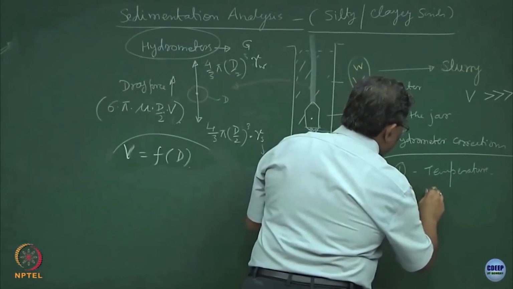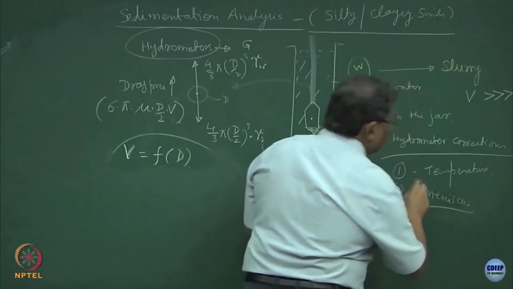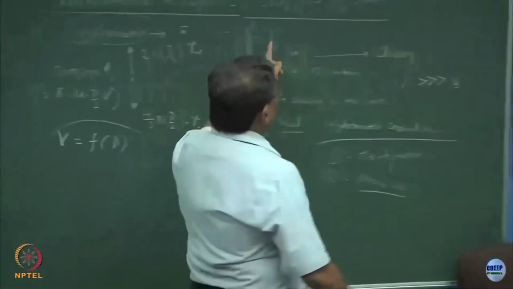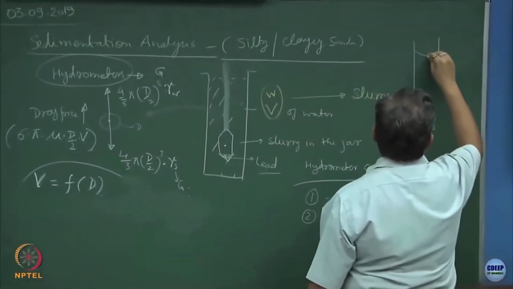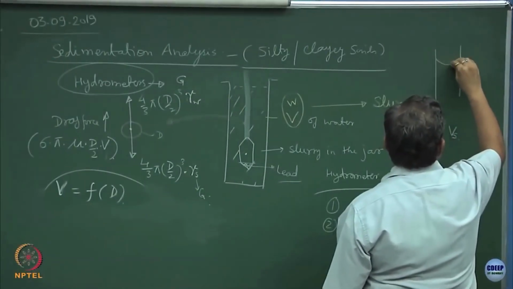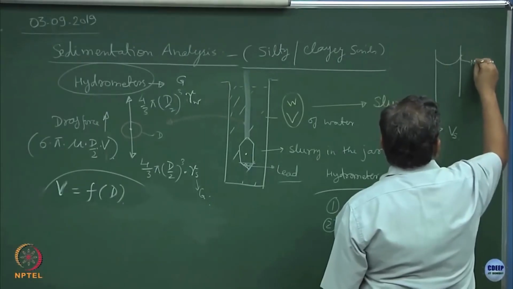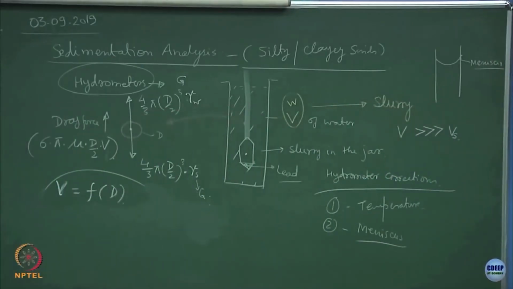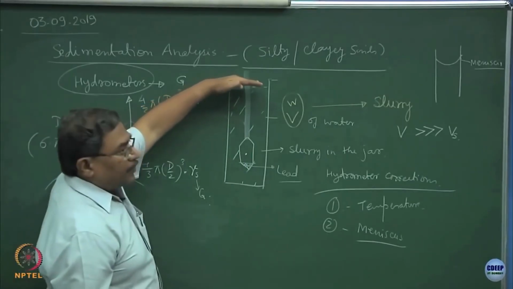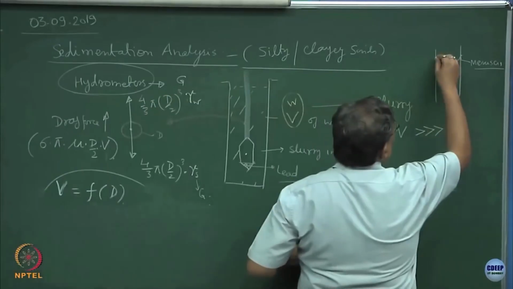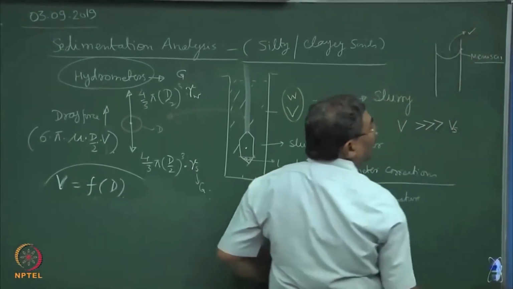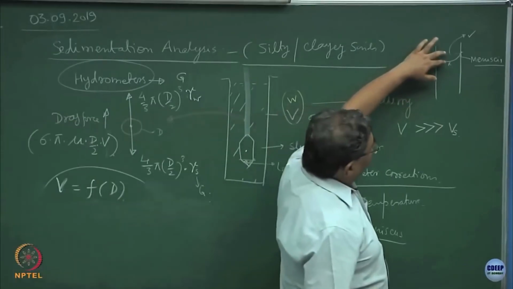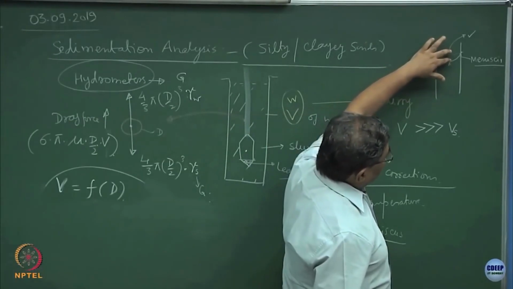Number 2, meniscus. Mostly soils, when they are in the slurry form, what happens? You know, the meniscus is getting formed like this. This is a meniscus. So when you look at the materials which are not transparent, you have to read at this surface and not at the bottom of the meniscus. So you have to add this much of the correction, which is known as meniscus correction, in the hydrometer reading.